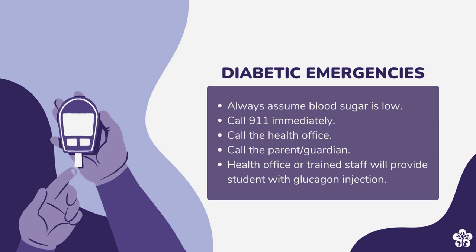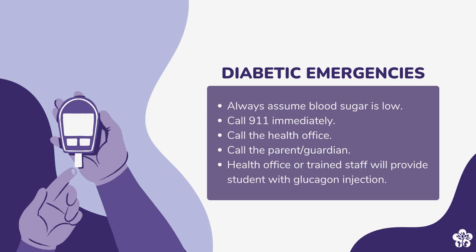In a diabetic emergency, if a student loses consciousness, has a seizure, or cannot swallow, you will need to do the following procedures. In a diabetic emergency, always assume that the blood sugar is low. Hypoglycemia can become life threatening very quickly. In a diabetic emergency, call 911 immediately.